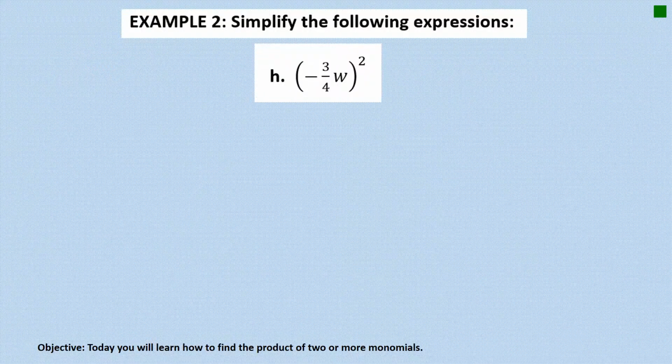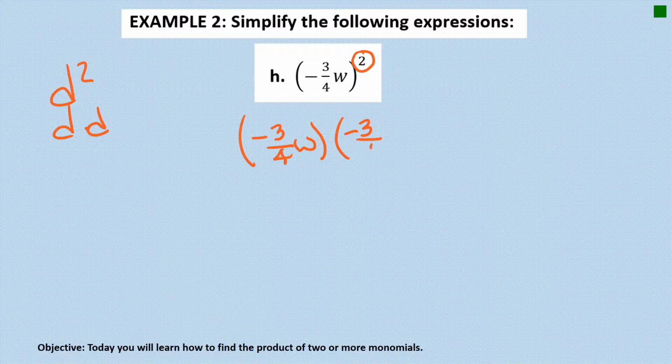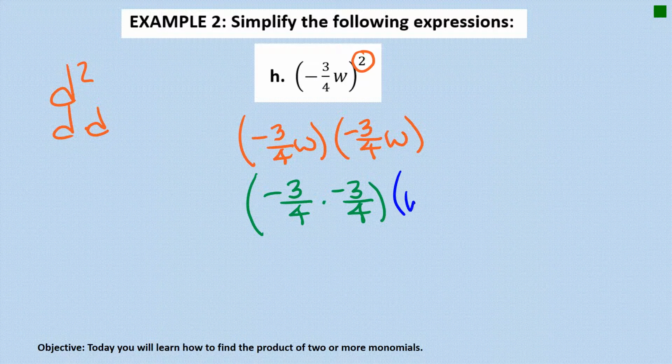All right, now simplify the following expressions. What this means, remember when I had D to the second, it meant D and D. What this means is -3/4 W written how many times? Twice. So I write it twice, and then I bring them on home. I have -3/4 times -3/4, and I have W with a 1 and W with a 1.